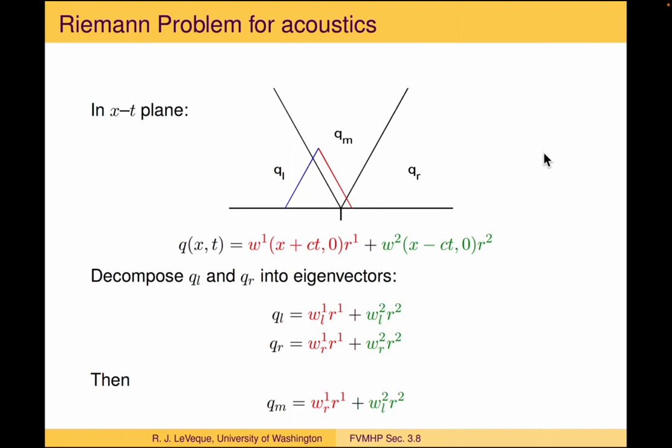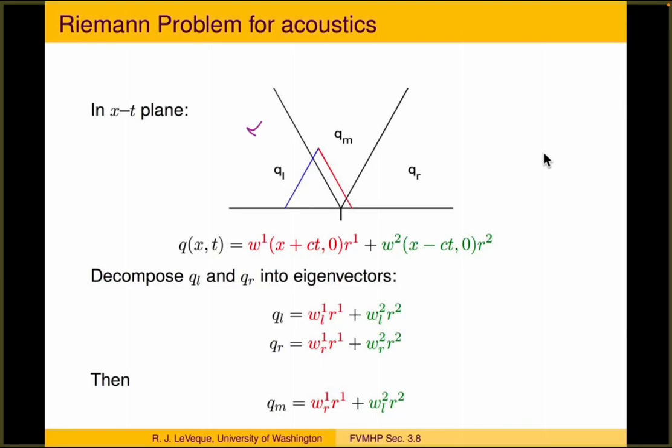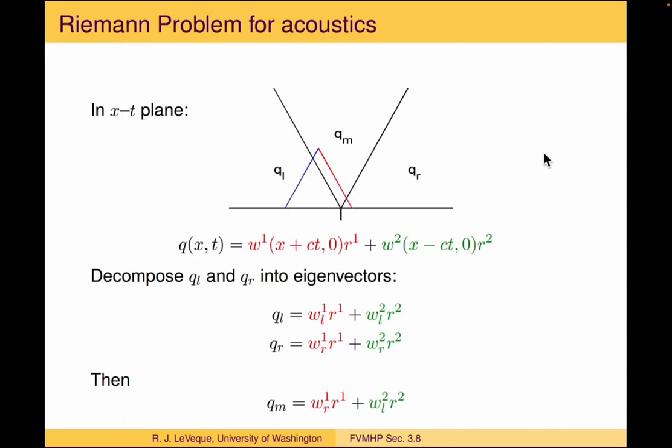On the other hand, if we took any point over here, for example, to the left of the wedge, then tracing back the one characteristic and the two characteristic both land in the QL state. And so we simply have the solution here would be equal to QL. So everywhere to the left of this ray, Q equals QL. Everywhere to the right over here, it's QR. And everywhere in between, it's this intermediate state, QM. And we can determine QM if we know the eigen decomposition of the left and right states.